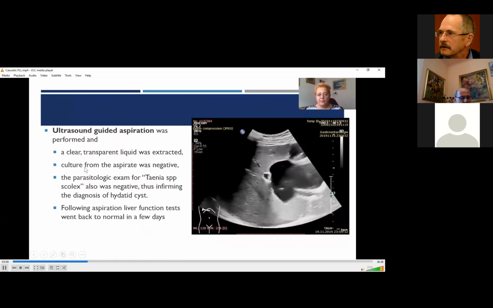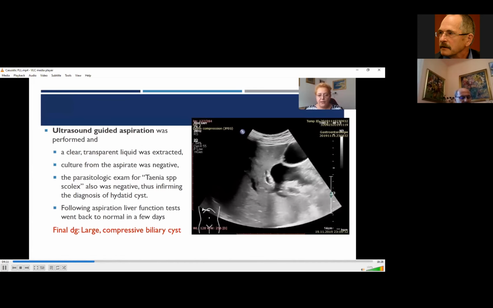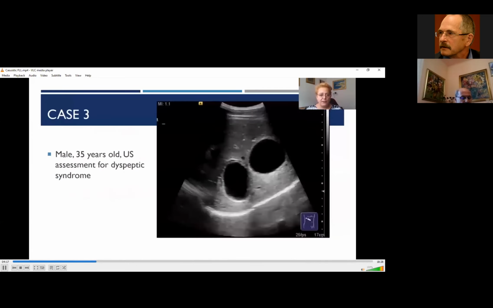The culture from the aspirate was negative, and also the parasitologic exam for Taenia echinococcus was negative, thus definitively excluding the diagnosis of hydatid cyst. Following aspiration, liver function test went back to normal in a few days. So the final diagnosis was a large compressive biliary cyst, which is indeed a rare complication of these lesions.